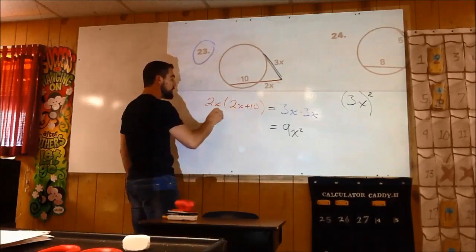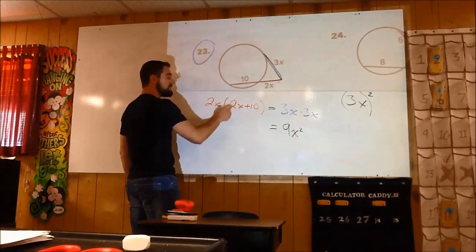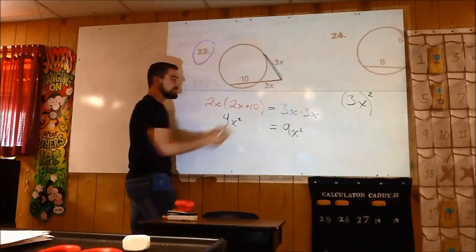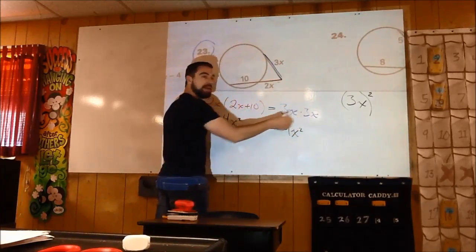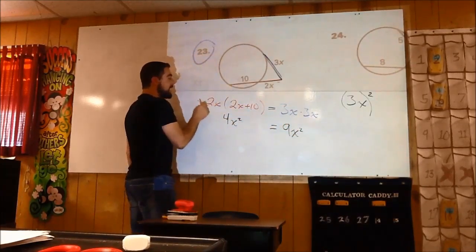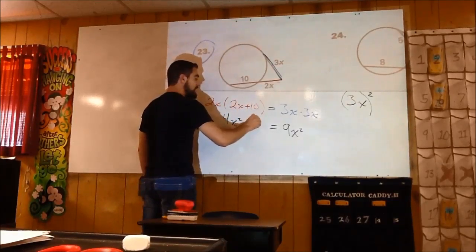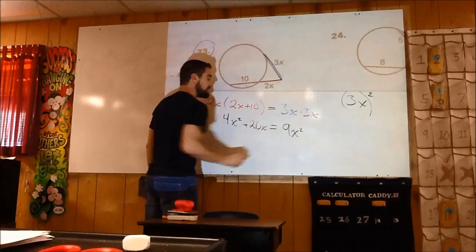Here I'm going to distribute the 2x. 2x times 2x is 4x squared. Just like over here, 3x times 3x, 9x squared. Very similar. Then 2x times a positive 10, I get a positive 20x.